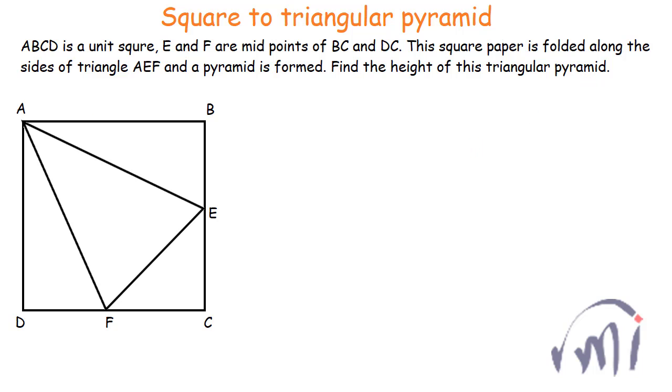So the pyramid will have triangle AEF as its base, and this panel, and this panel will be the slanting faces of the pyramid. So that pyramid will actually look something like this. Let me just remove this pyramid and do a few calculations over here.